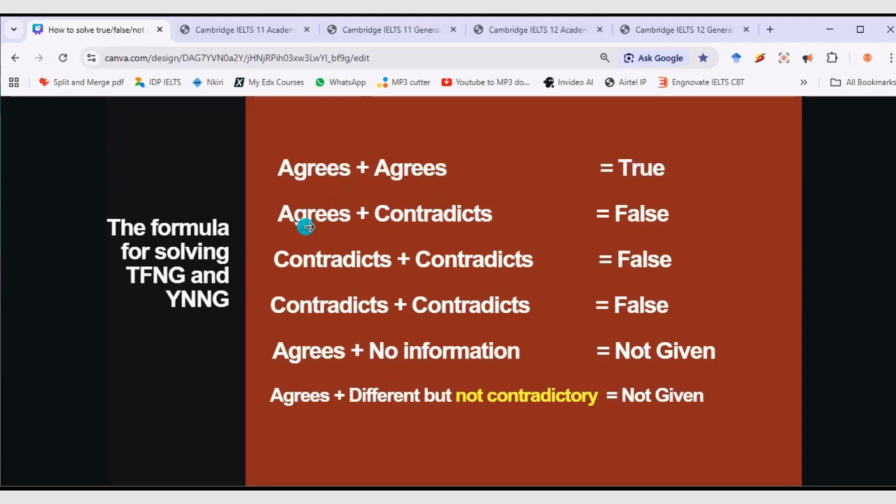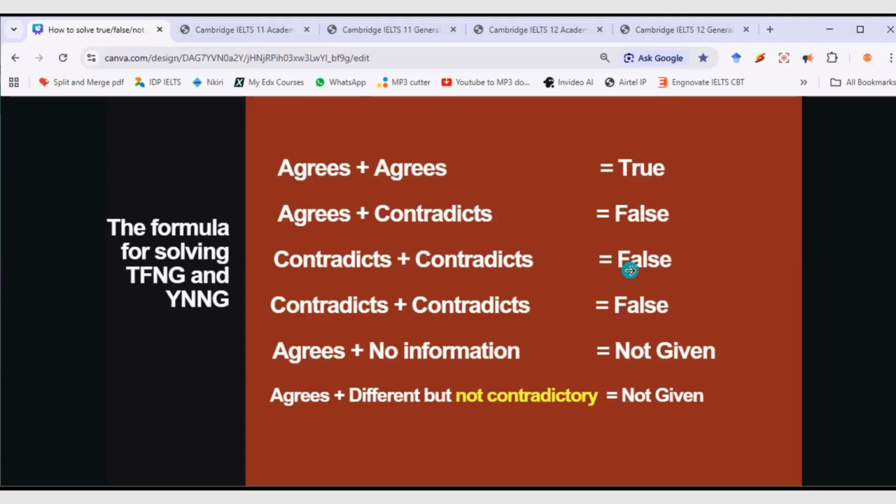If one part of the question agrees with the information in the passage, but the other part of the question contradicts the information in the passage, our answer is going to be false. That contradiction will overshadow the agreement, the supporting part. Now, if both parts of the statement are contradicted, then definitely our answer is going to be false.